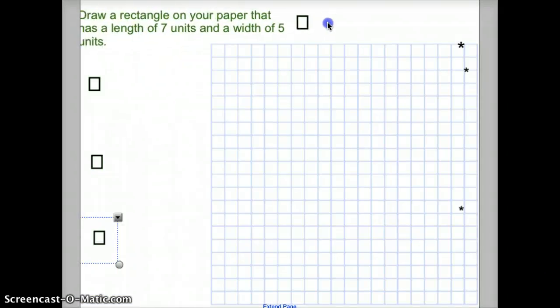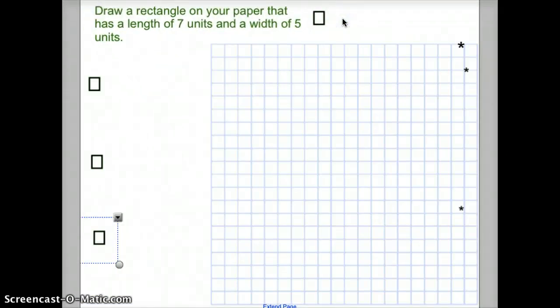So first thing I want you to do is this. Draw a rectangle on your paper. You have graph paper, so this should be easy. It has a length of 7 and a width of 5 units. So pause the video and do that right now. So hopefully your rectangle looks like this, 5 by 7.